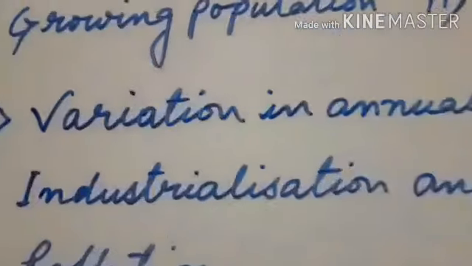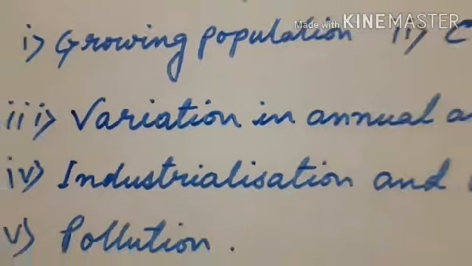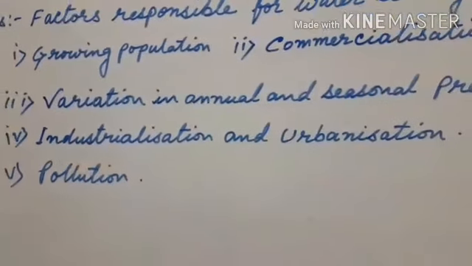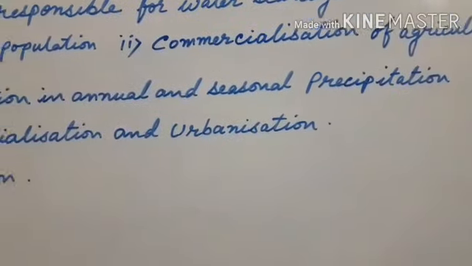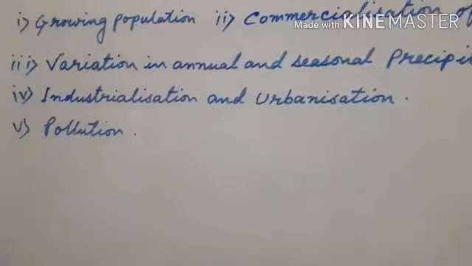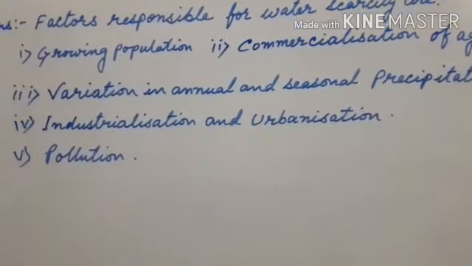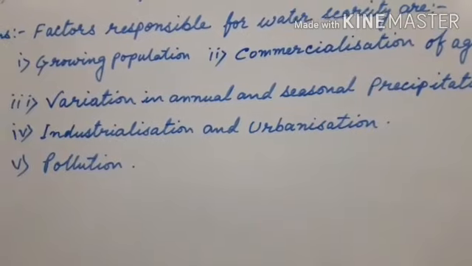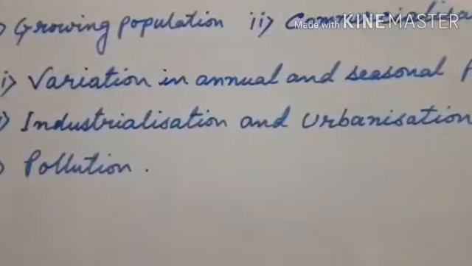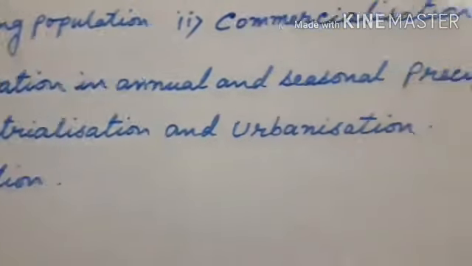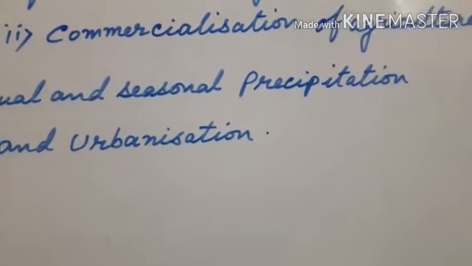Variation, V-A-R-I-A-T-I-O-N, variation in annual and seasonal precipitation. Precipitation means rainfall. Now it varies, sometimes too much heavy rain, sometimes no rain. So these different variations in annual and seasonal precipitation give rise to water scarcity.